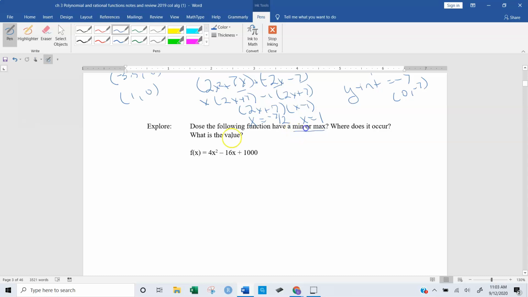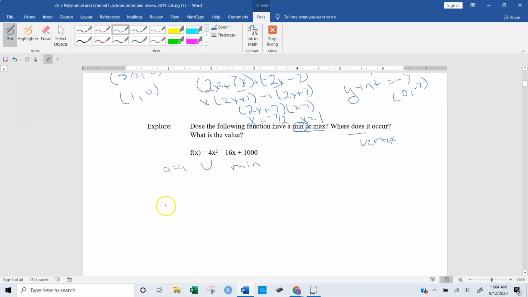So does it have a min or max? First thing you should have said, you would have said a equals 4, which means this parabola opens up, which means it has a min. First question, where does it occur? This is asking you, what is the vertex?